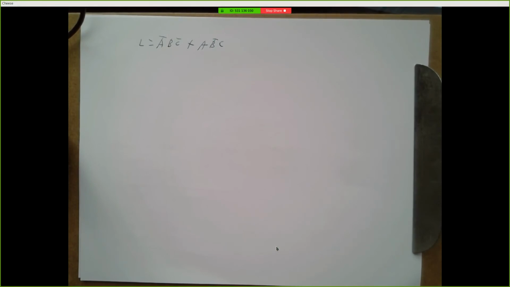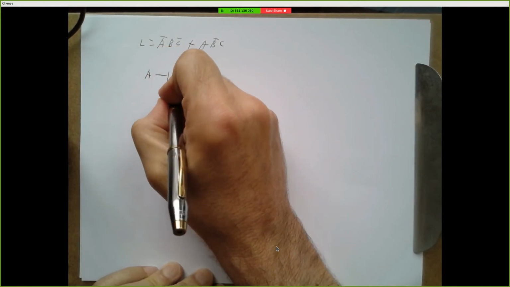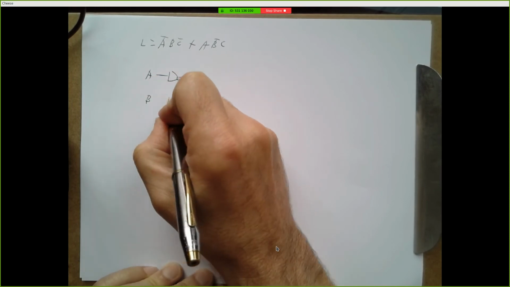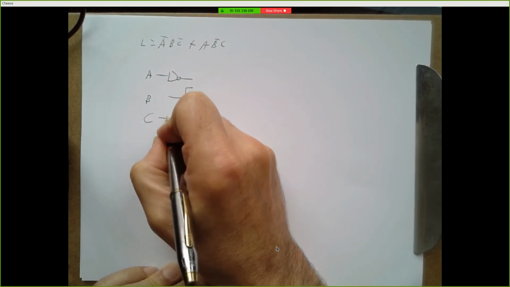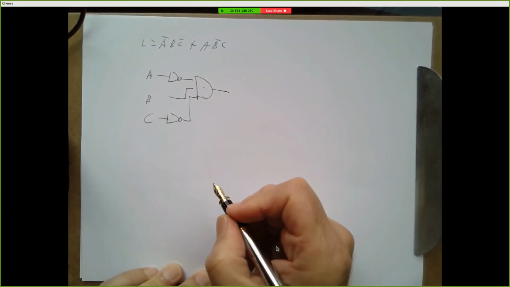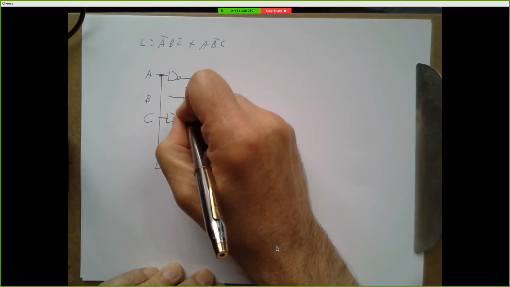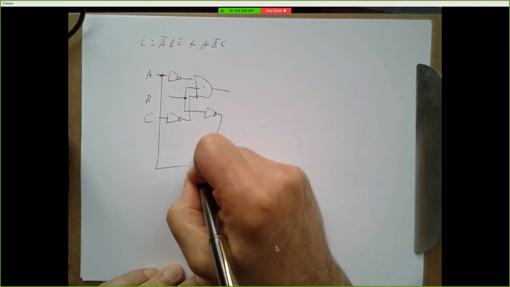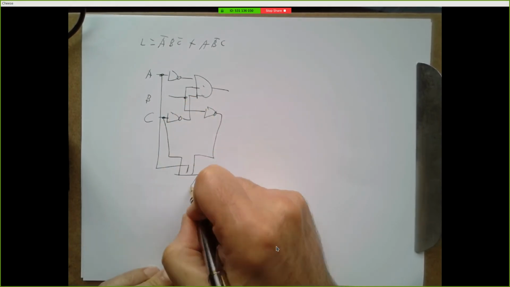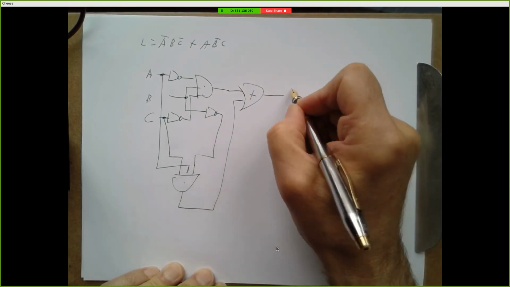Okay, here's what you could do, but don't do this. You can just start building, right? Here's A, and let's put it through an inverter to get A bar. And let's take A bar and B and C and put C through an inverter. And let's AND those. And then let's take A itself and let's take B and put that through an inverter. And let's take C and let's put that through an AND gate. And then let's take that and this and put that through an OR gate, and there's L.